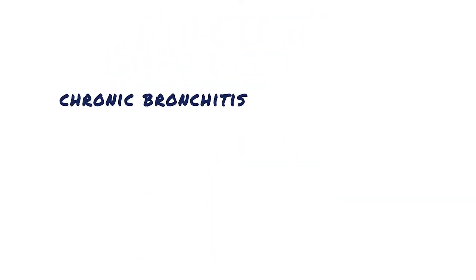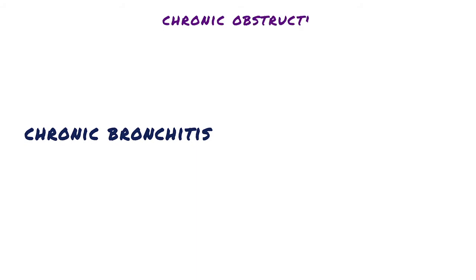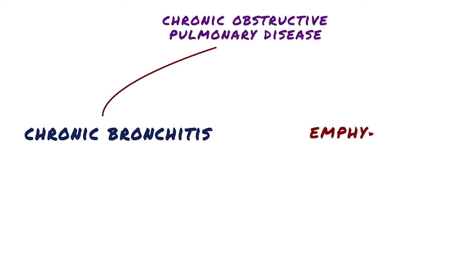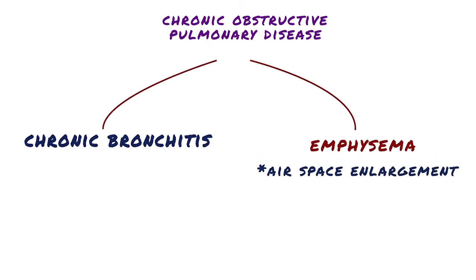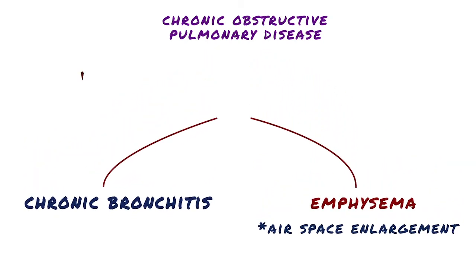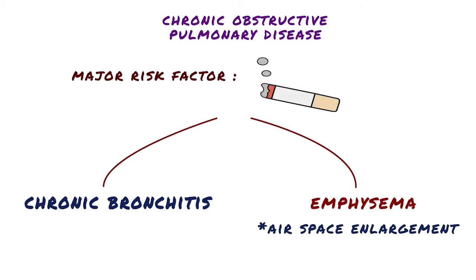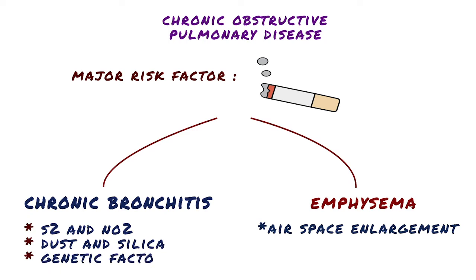Chronic bronchitis is one end of the spectrum of chronic obstructive pulmonary disease, with emphysema being the other, which is an anatomically defined condition characterized by destruction of the lung alveoli with airspace enlargement. They often coexist, probably because they share the same major risk factor: smoking. Other risk factors for chronic bronchitis include exposure to air pollutants like sulfur and nitrogen dioxide, exposure to dust and silica, as well as genetic factors like having a family history of chronic bronchitis.